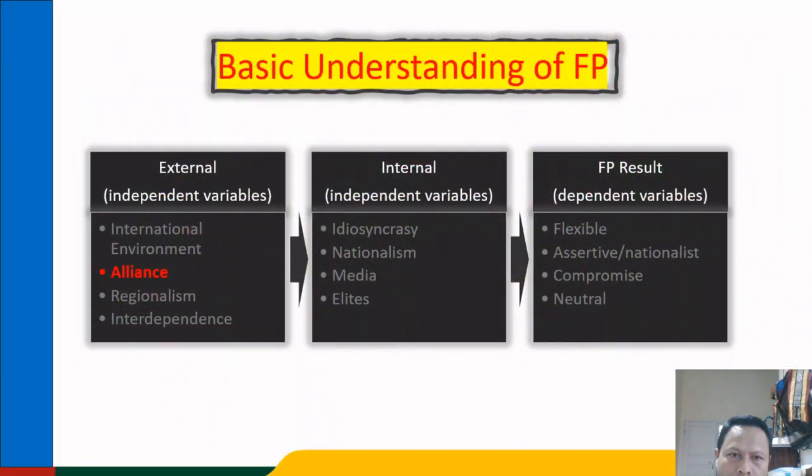So this is the basic understanding of foreign policy that I have mentioned in every meeting before. This is the easy sample of how to understand foreign policy, and this is line C, the second component of external factors. Before we continue to the next meeting, we will examine how regionalism and interdependence. Okay, what is the significance of line C?